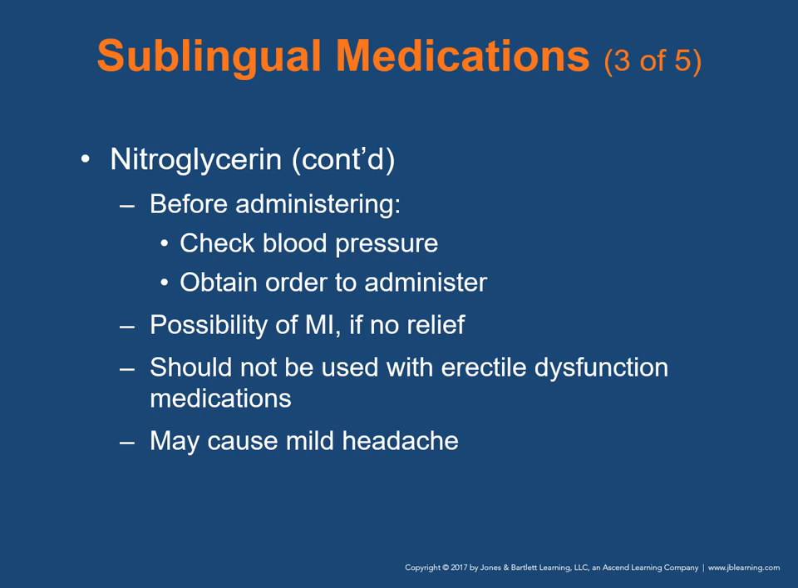If nitroglycerin no longer brings relief to a person for whom it has previously worked, the person may be experiencing an MI instead of an angina attack. Ask how much nitroglycerin the patient needed in the past to relieve pain and how much was taken this time, and report this information to medical control.